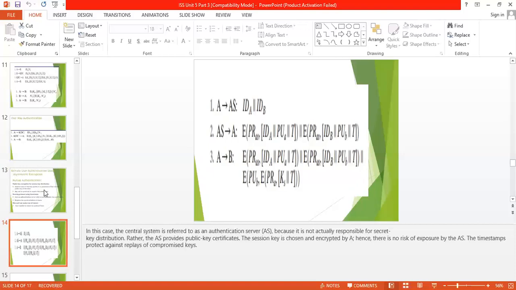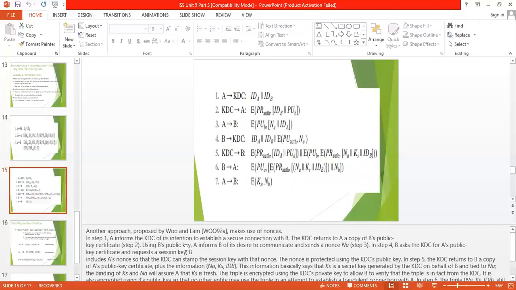This is another approach, proposed by Wu and Lam. The total includes 7 steps. In step 1, A informs the KDC of its intention to establish a secure connection with B.